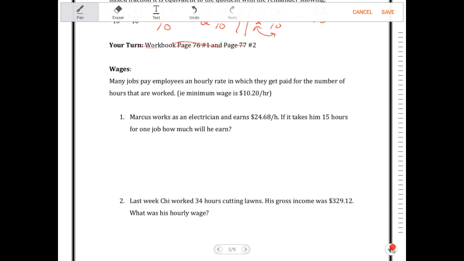Let's go on to figuring out how much you make. Now, one type of wage or way of earning income, I'll just read this to you. It says many jobs pay employees an hourly rate in which they get paid for the number of hours that are worked. Okay, so let's just say minimum wage is $10.20 an hour. That means for every hour worked, a person would earn $10.20.